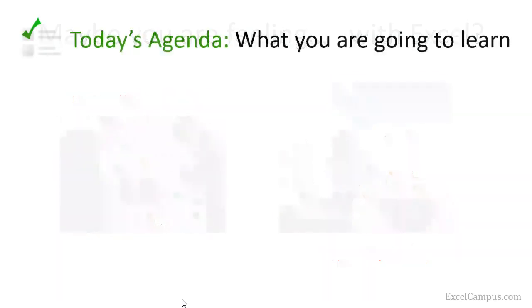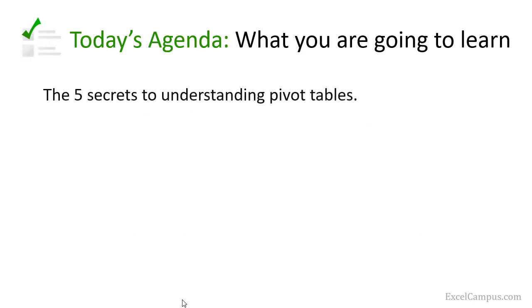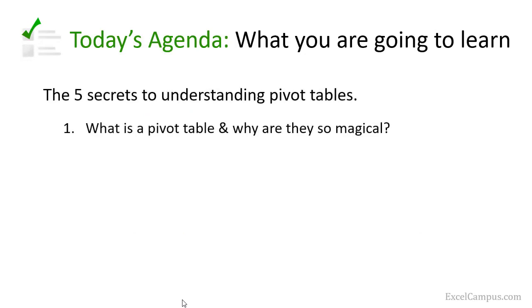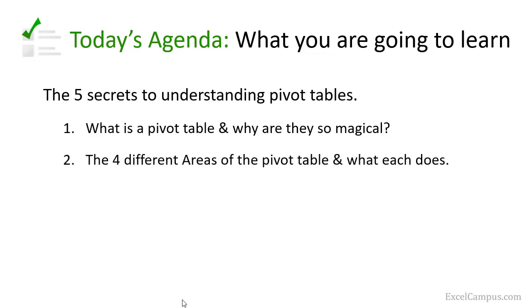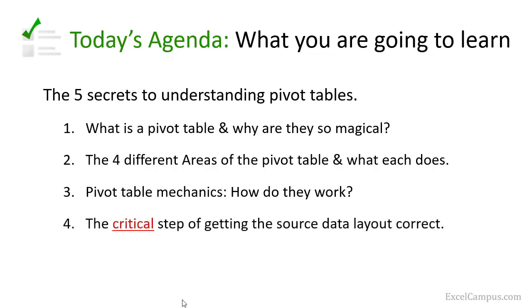So on today's agenda, we're going to cover the 5 secrets to understanding pivot tables. We're going to look at what a pivot table is and why they're such a magical tool in Excel. We'll look at the 4 different areas of the pivot table and what each of those does. We're going to also talk about the pivot table mechanics, kind of go behind the scenes of how they work to really understand what a pivot table is doing with our data. And then we're going to look at the absolute critical step of getting the source data in the correct layout, and also the 8 rules for formatting your source data. So we have a lot to cover here.